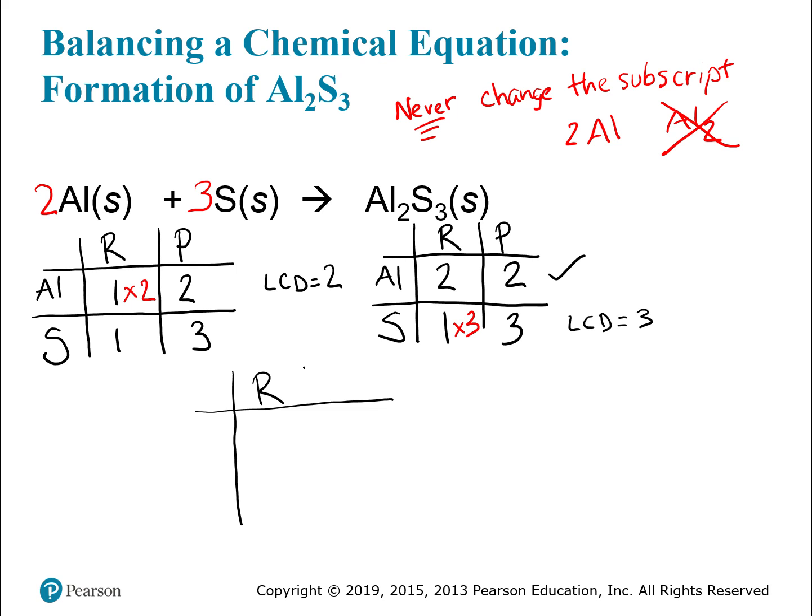And like I said, even if you don't want to do a table after every single time you make a change, you should at least do an initial table to see where you are, and then a final table to check everything and make sure you're actually balanced. So we already had 2 aluminums on each side. We multiplied by 3 on the reactant side, and we didn't touch the product side. So now we're balanced.